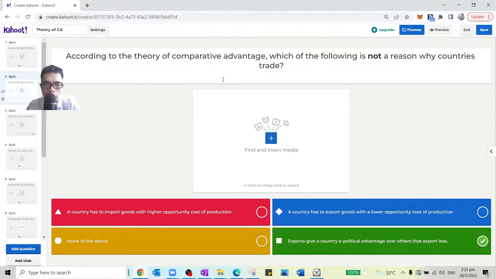According to theory of CA, which is not a reason why countries trade? The last one: exports give a country over political advantage. It could be true, but it is not what theory of CA covers. Theory of CA is all about op cost, right?